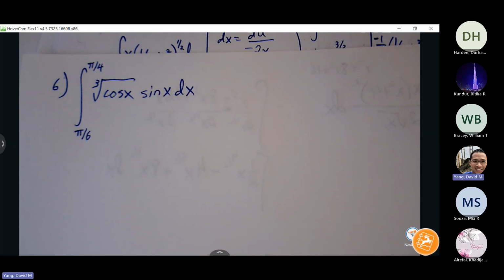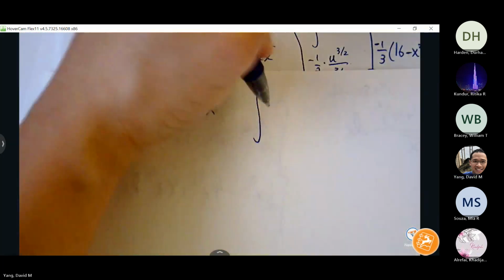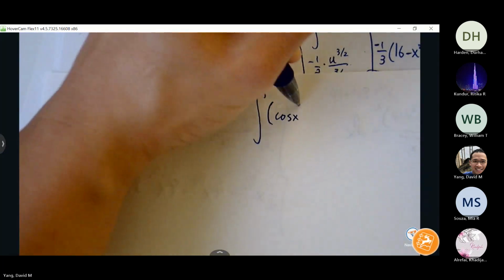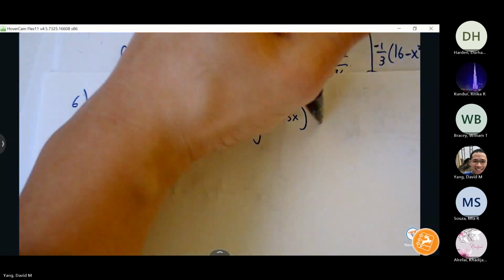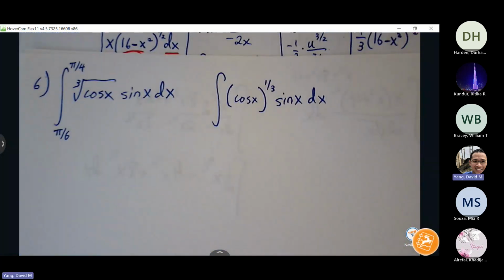All right, do we have a single rule that can handle this problem? Too complicated, right? I mean, we have a cosine rule, we have a sine rule, but when they're multiplied, that's something else. This is nothing that a single rule can handle. So we have to use substitution. How would you rewrite this problem? Okay, what's our u value?